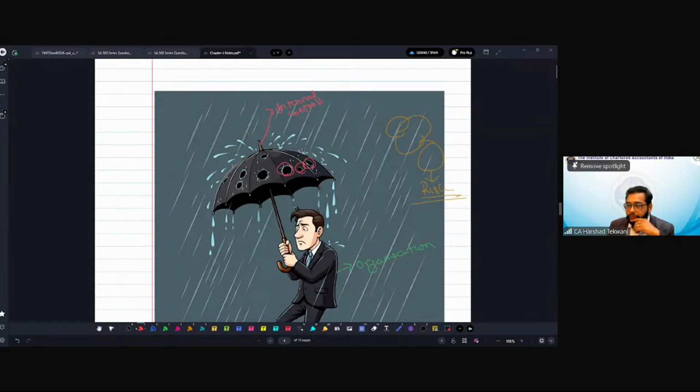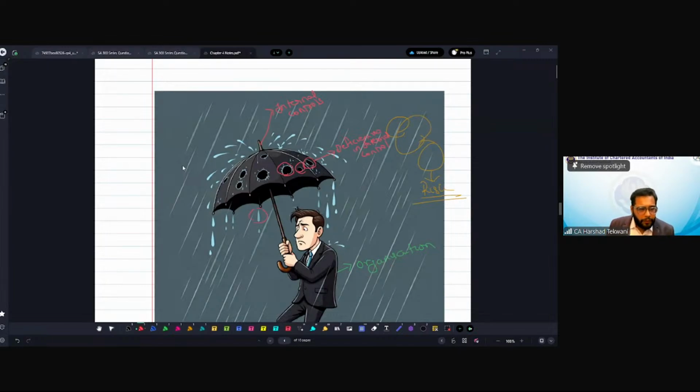Deficiencies in internal control. Yes, absolutely correct. These are nothing but deficiencies which are there in the internal control. Okay, so I would call them deficiencies in internal control.